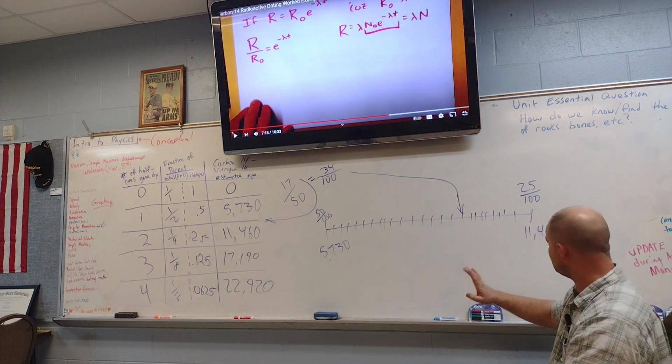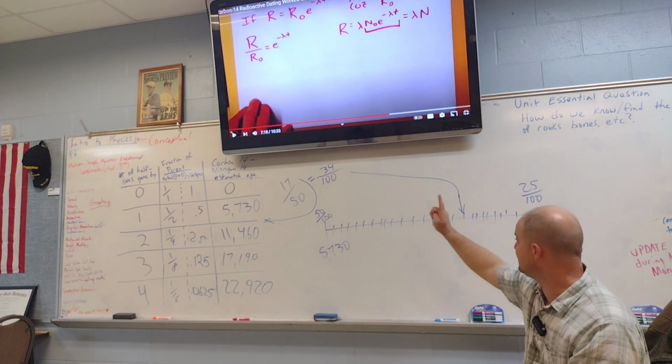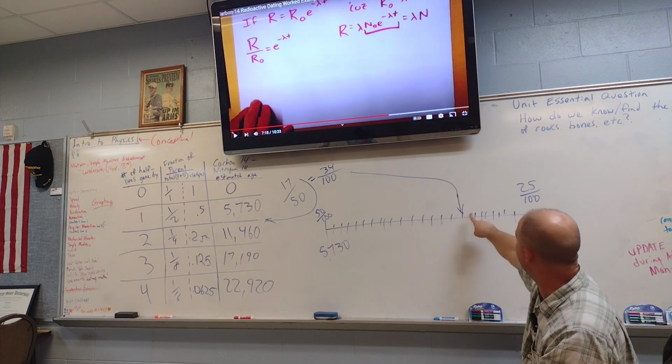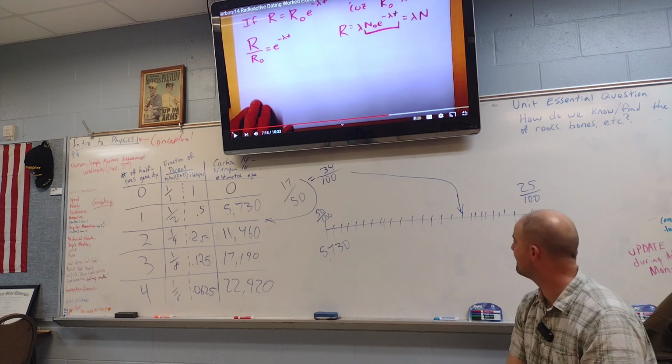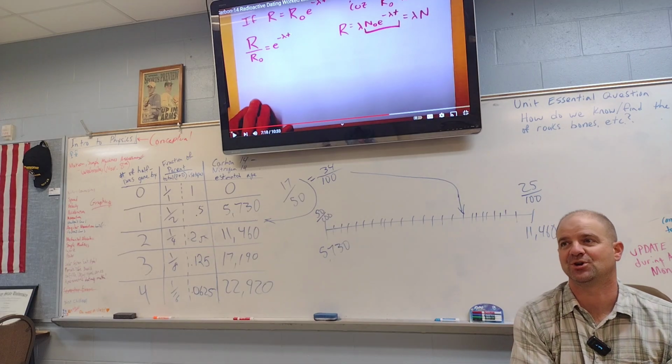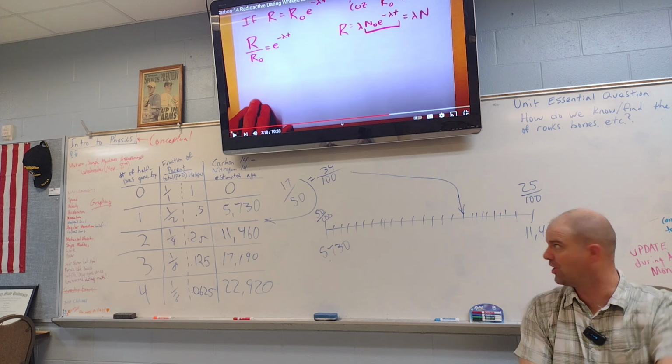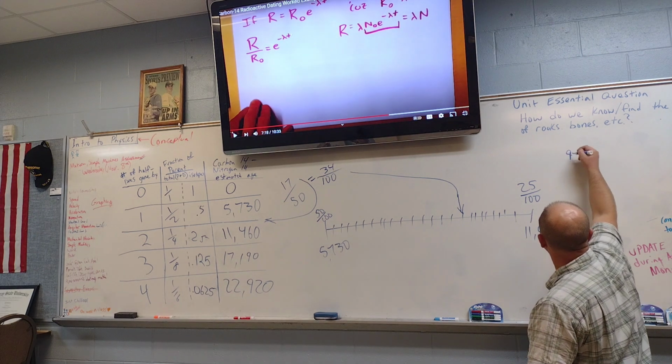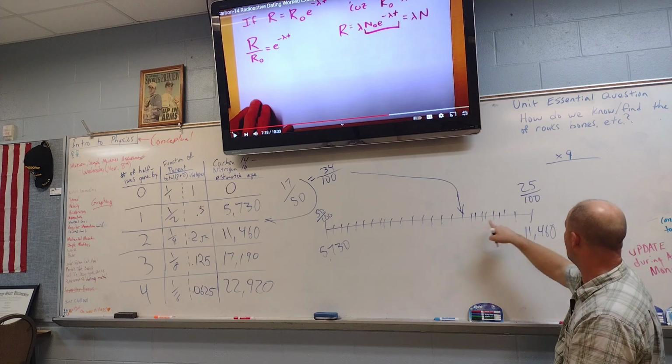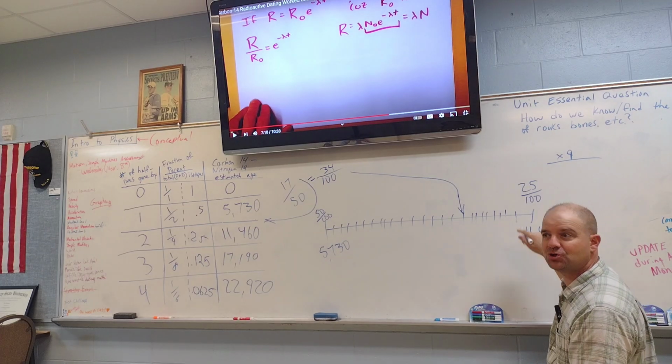Now, our sample is how far from 25? 1, 2, 3, 4, 5. What's 34 minus 25? 9. Good. So we have 9 increments to go to here.